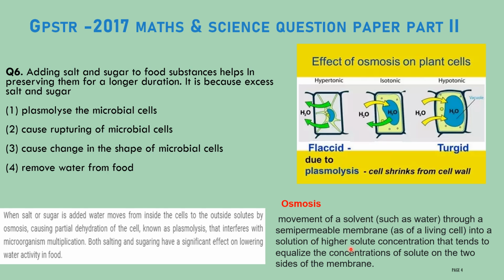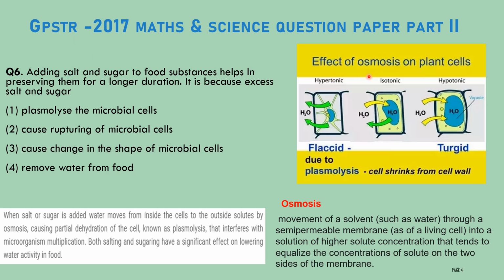Then up to what extent, up to what limit will it move? It will move until the concentration of solute on the 2 sides of the membrane is equalized. Osmosis is nothing but movement from a higher concentration to a lower concentration solute. It will take place until both sides of the membrane get equal concentration of the solute.